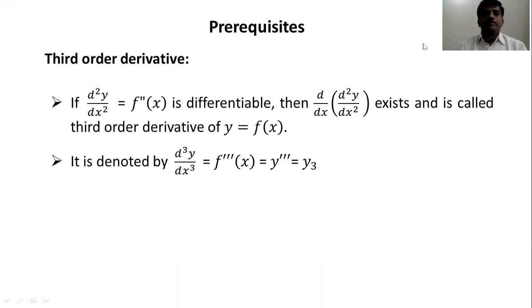Third order derivative. If d square y by dx square equals f double dash of x is differentiable, then d by dx of d square y by dx square exists and is called third order derivative of y equals f of x. It is denoted by d cube y by dx cube or f triple dash of x or y triple dash or y3.